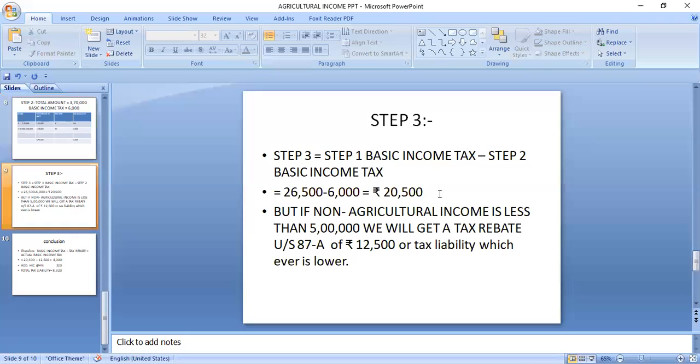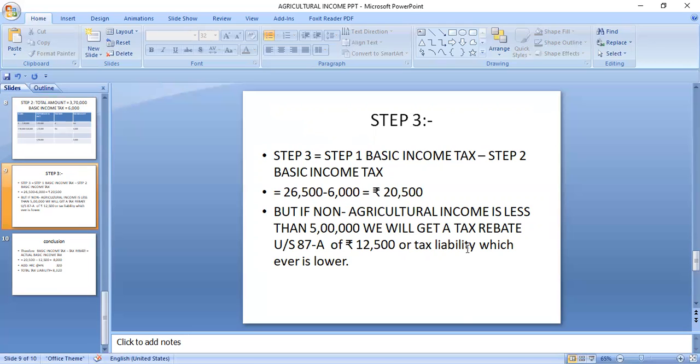But you remember that in the problem, it is stated that the non-agricultural income, that is non-agri income, is 4.5 lakhs. It is given in the problem. If the non-agri income is 4.5 lakhs, that means it is less than 5 lakhs. We'll get a tax rebate of 12,500 under section 87A. That means we'll get a tax rebate of 12,500 or tax liability, whichever is lower, because we are getting non-agricultural income as 4.5 lakhs, which is less than 5 lakhs.